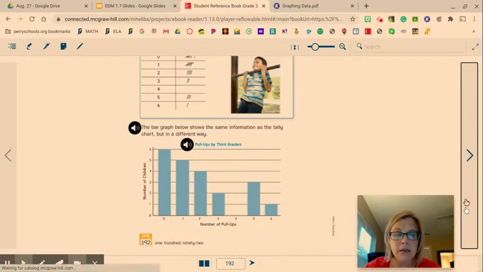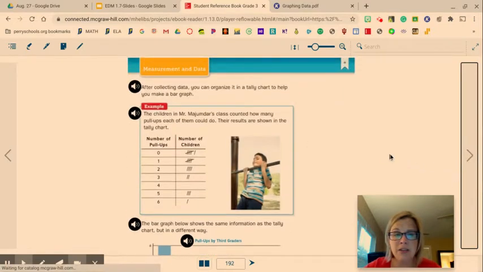Here is a way to collect and organize data. We're going to be talking about tally charts to help us make our bar graphs. A tally chart is usually two columns. Columns go up and down, and you are keeping track of the number of something, and how many people or items there are. This example shows a class of children and how many pull-ups they could do, and the results are shown in this chart.